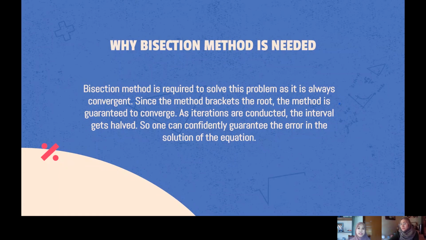Why is the bisection method needed? Bisection method is required to solve this problem as it is always convergent. Since the method brackets the root, the method is guaranteed to converge. As iterations are conducted, the interval gets halved, so one can confidently guarantee the error in the solution of the equation.